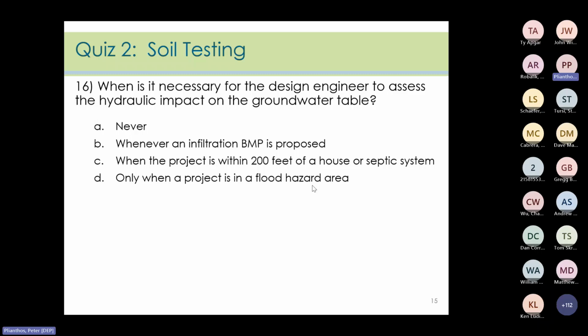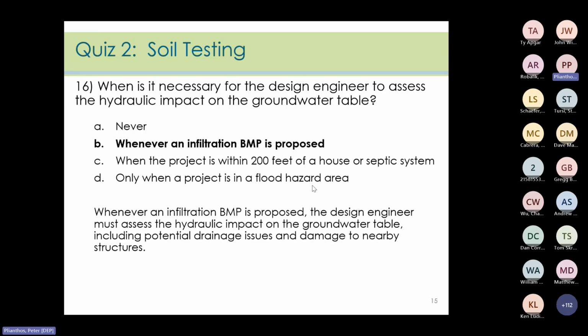Question 16. When is it necessary for the design engineer to assess the hydraulic impact on the groundwater table? And the answer is whenever an infiltration BMP is proposed. You should assess the hydraulic impact on the groundwater table anytime an infiltration BMP is proposed. This would include any potential drainage issues and potential damage to nearby structures.